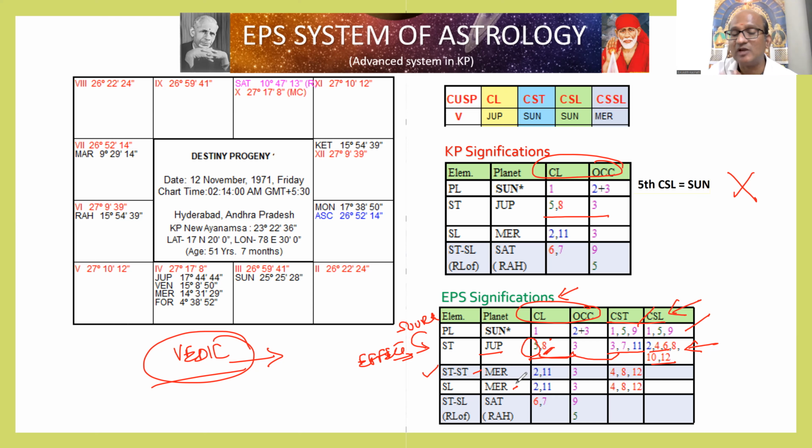What is the advantage, or what is the impact, of the star lord of the star lord? The star lord is important. The star lord of the star lord is either increasing or decreasing the strength of the star lord. You understand? If the star lord is showing something, it is showing mixed significations for the progeny. It is moving towards detrimental.